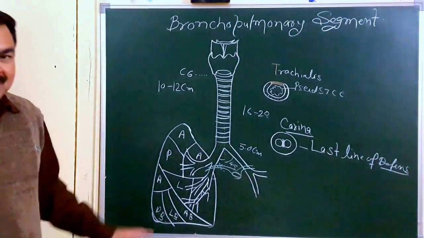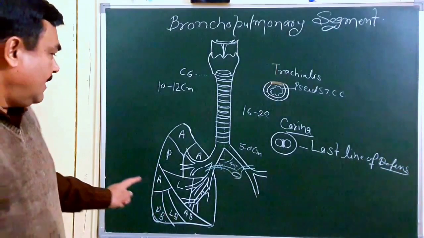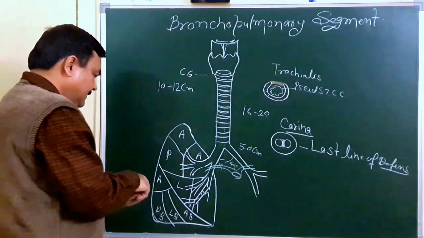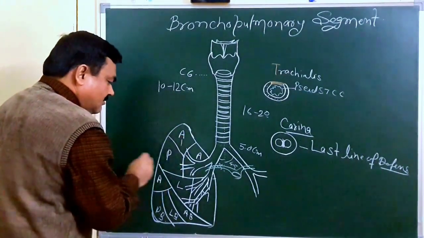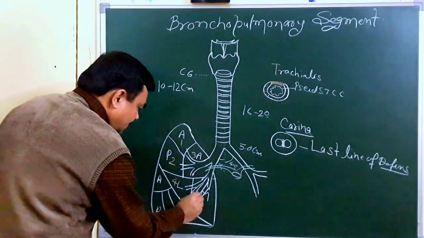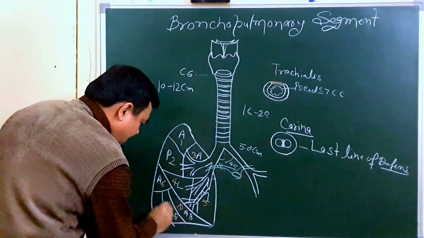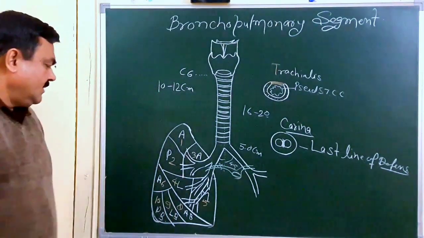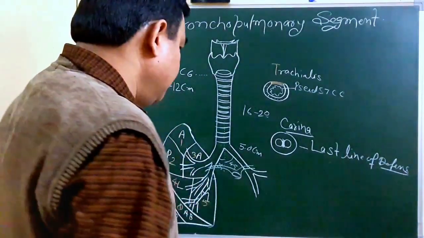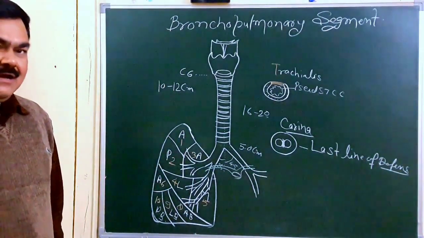In this view, medial basal is not present. Medial basal is hidden. Number wise, this number is internationally accepted. This is 1, this is 2, this is 3, this is 4, this is 5, this is 6, 8, 9, 10. 7th is hidden. Medial basal is hidden, present in inner aspect. So these are 10 bronchopulmonary segments present in right lung.